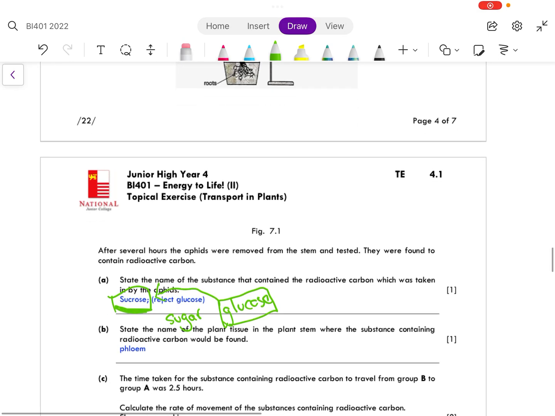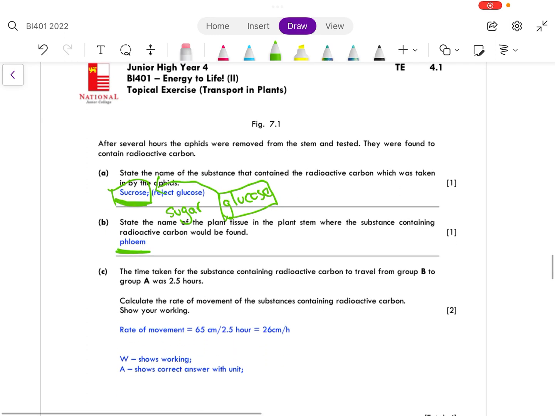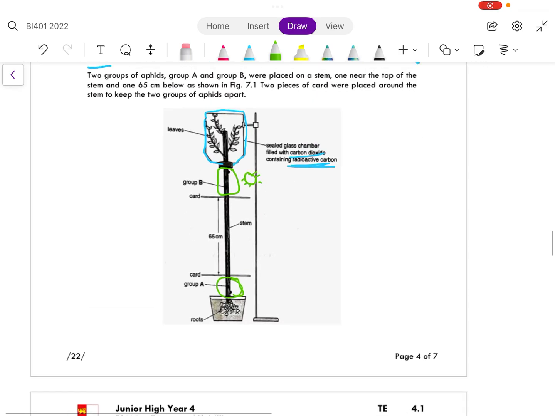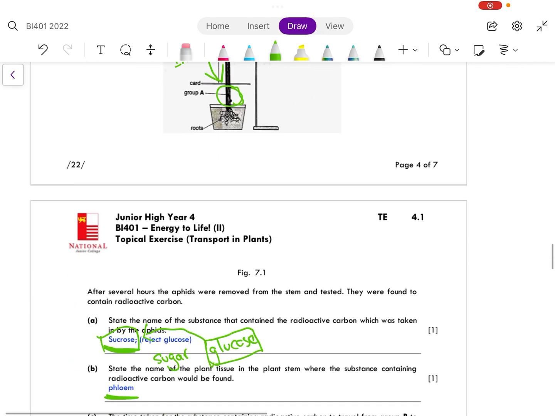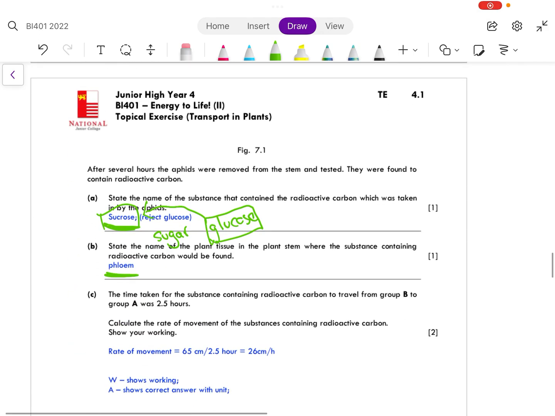Next, B. State the name and plant tissue where the substance containing the radioactive carbon would be found. The answer is the phloem. The phloem is the one that transports, or translocates, sucrose, and that's where the aphids were sucking from. The time taken for the substance containing radioactive carbon to travel from B to A was 2.5 hours. So from B to A, that's the time it took, 2.5 hours for the sugars to be transported down.